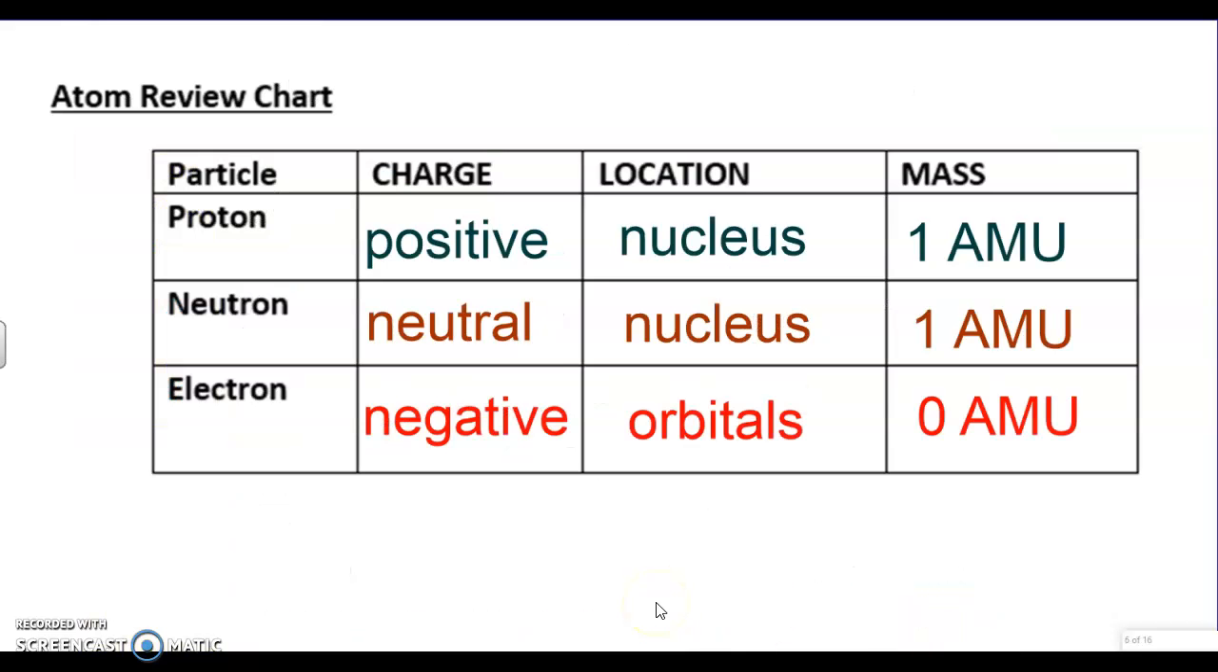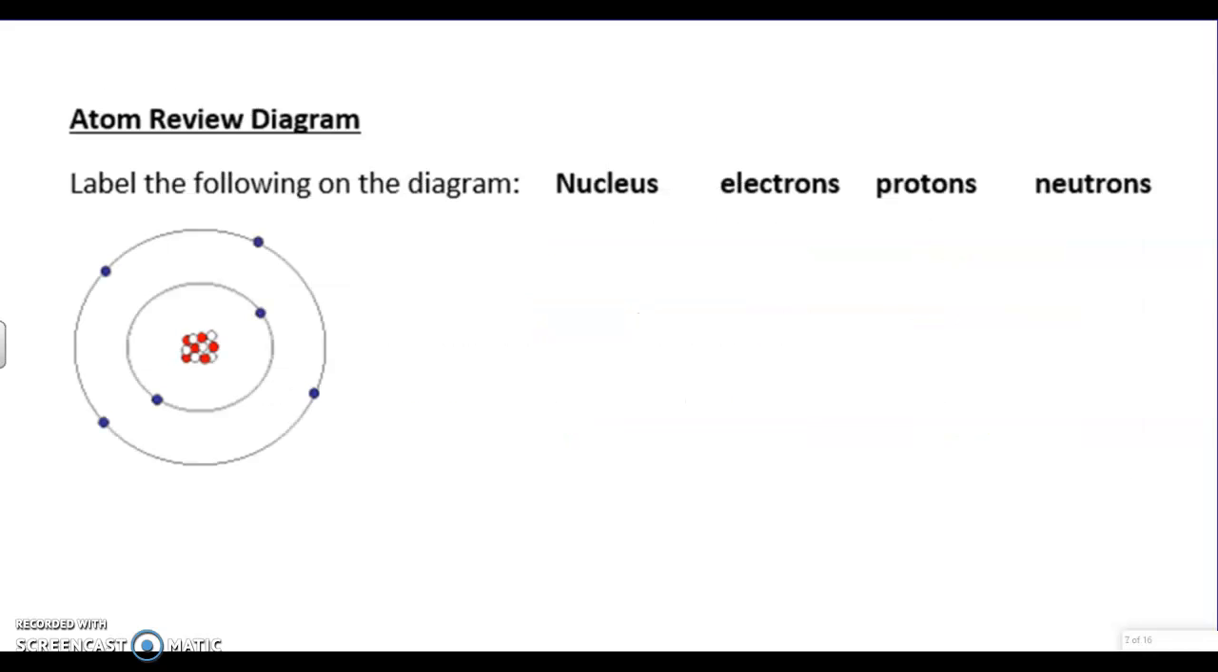Let's look at our atom review chart and make sure we filled in all of the different categories. When we look at a proton, it's a positive particle in the nucleus with a mass of one atomic mass unit. Neutrons are neutral, also in the nucleus, one mass unit. Electrons are negative to balance the positive protons, found in orbitals outside the nucleus, and they have basically no mass.